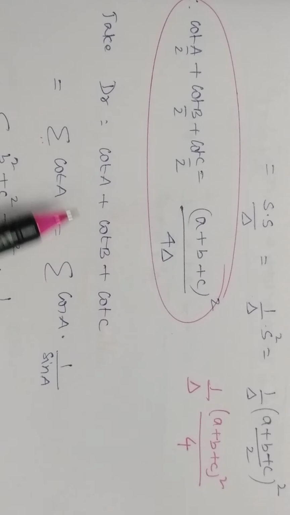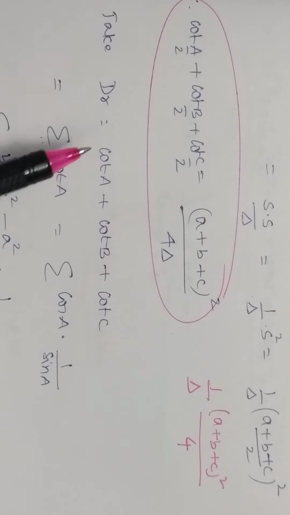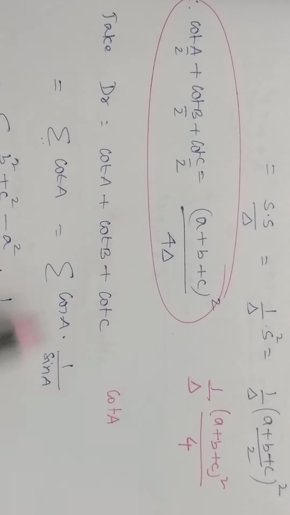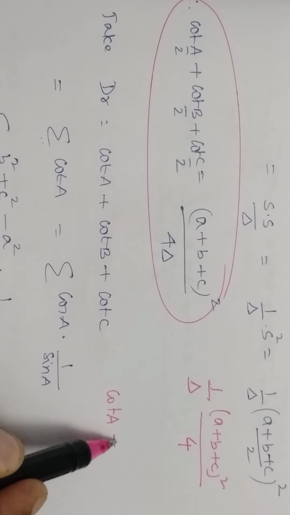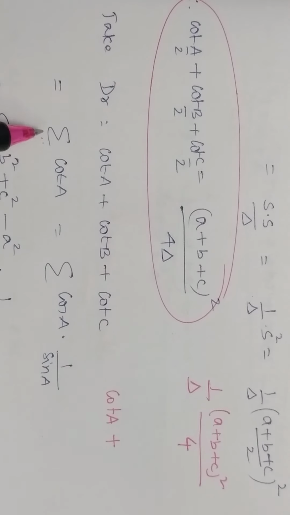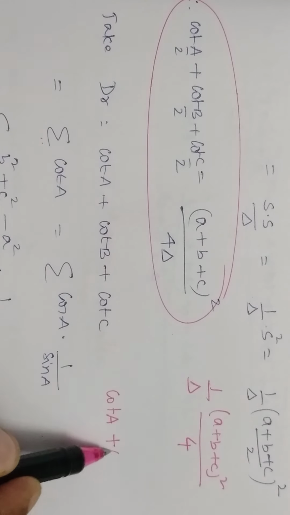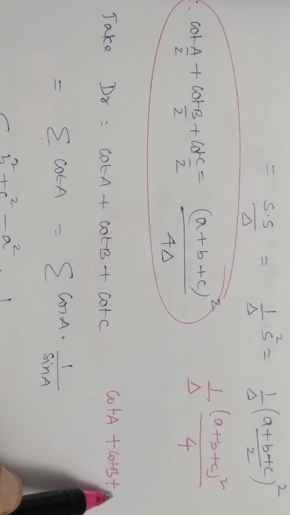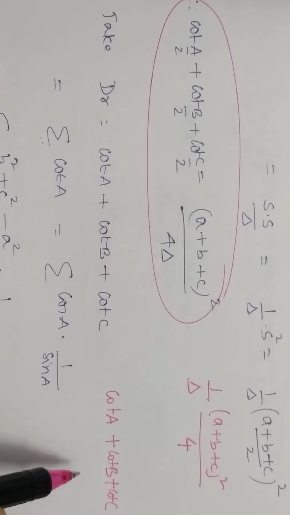So sigma cot A. We can expand this sigma cot A as the first term, cot A. Sigma means plus. In between the terms you should place plus. That is the meaning of sigma. You have to change it in cyclic order. In the place of A, you have to write B: cot B. Again put plus. In the place of B, you have to write C. So cot C.